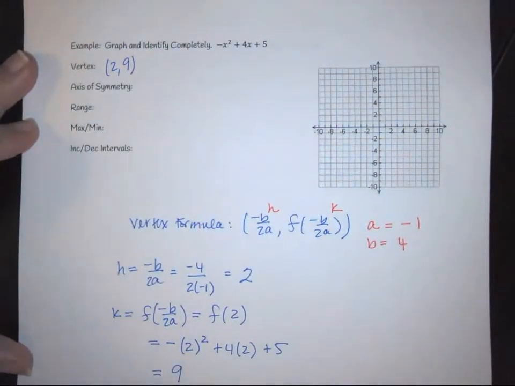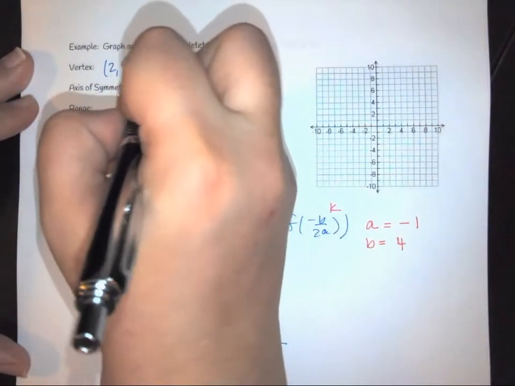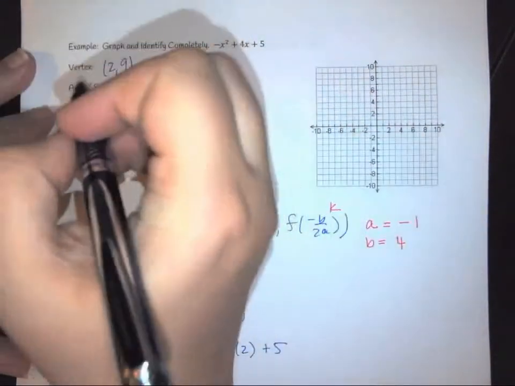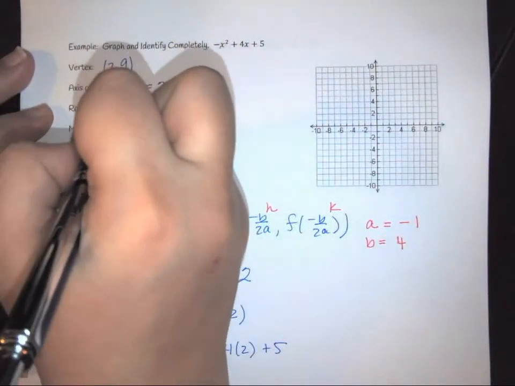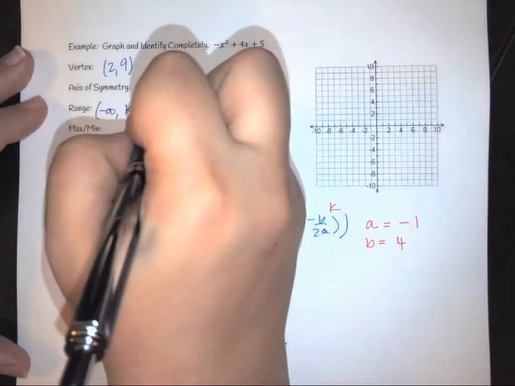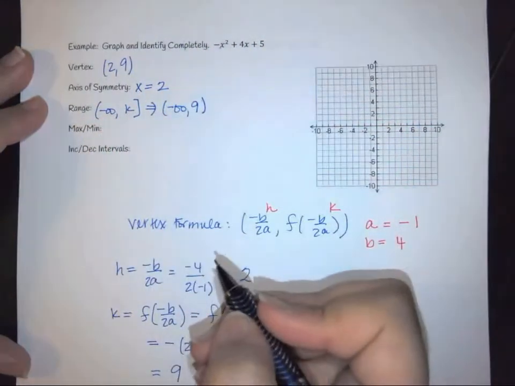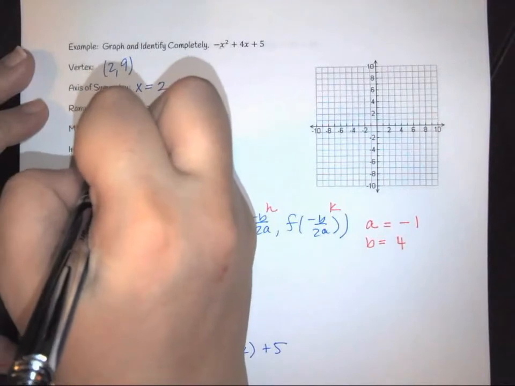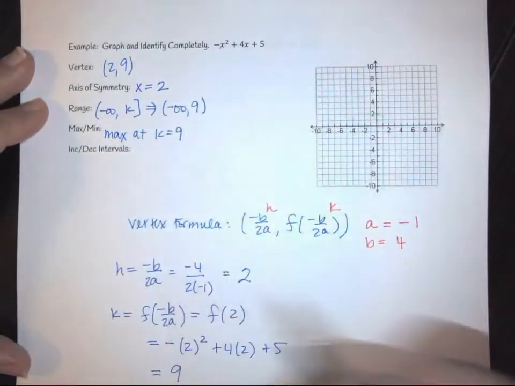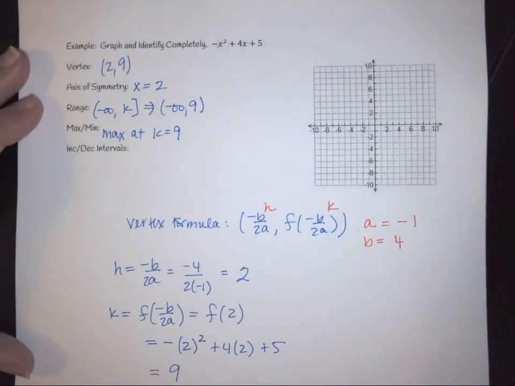From this vertex, again, we can write everything we need. Your axis of symmetry is going to be x equals 2. Your range, because this is negative, is going to start from negative infinity and go all the way up to your k value. So this means that range goes from negative infinity to 9. This also means that we have a max at k equals 9. And then our intervals of increase and decrease are going to be the opposite of the previous example.